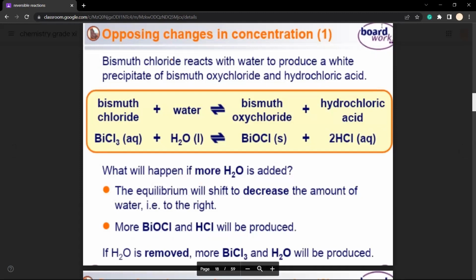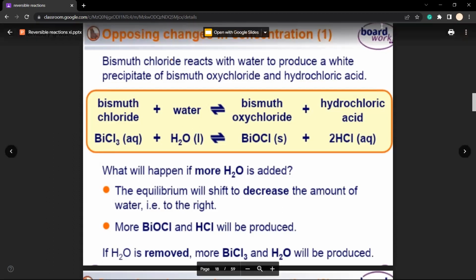Now, if H2O is removed, then what will happen? If we decrease the concentration of water, then definitely the BiCl3 and H2O will be produced more, because the concentration is being removed, so the reaction will go backward. Okay? So this is the factor of concentration. Let's move on to the next factor.